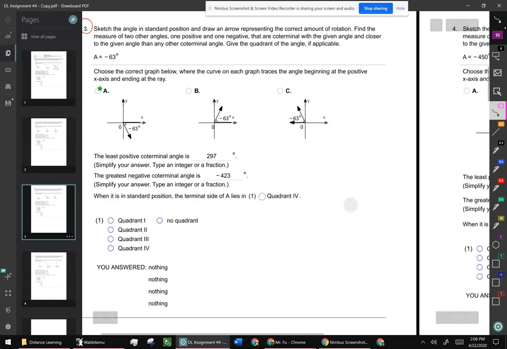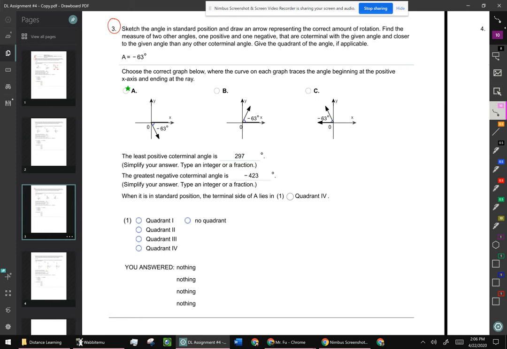Looking at example 3, it's negative, so instead of going counterclockwise, you're going to go clockwise. Standard position would be that way. Now, if you want to get the least positive coterminal angle, it makes sense to add 360 to that. So if you're here, add 360, you end up there again. Actually, I'm wrong. If you go this way, you basically have 297 degrees, which gets you to the same place as negative 63.